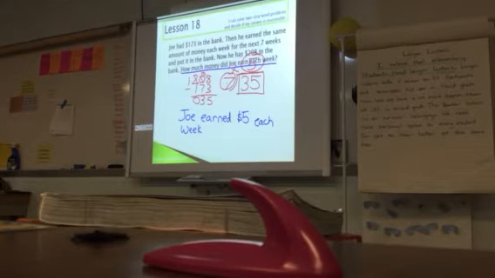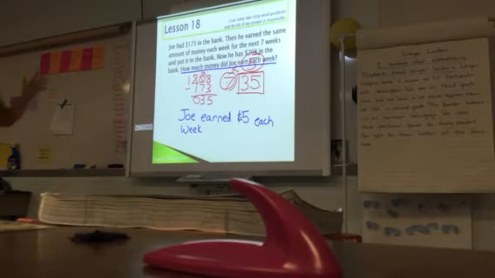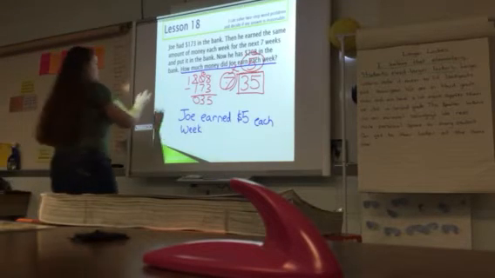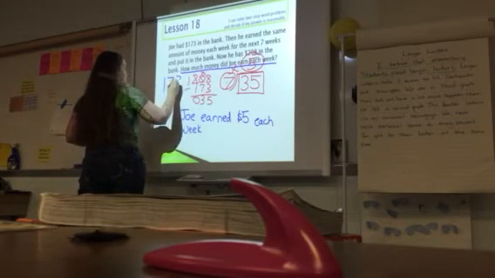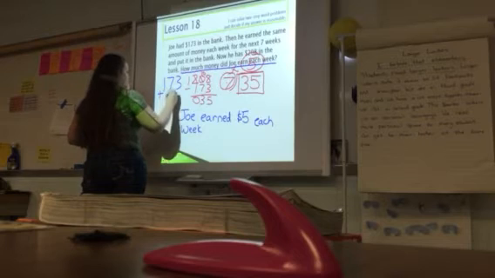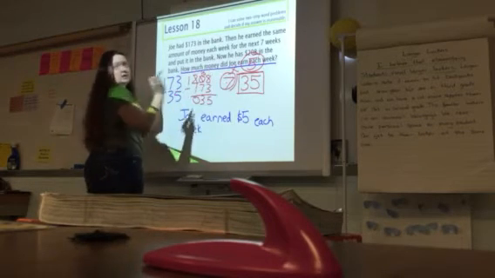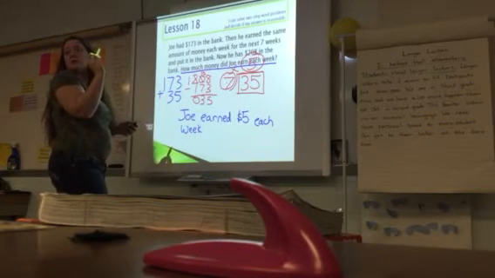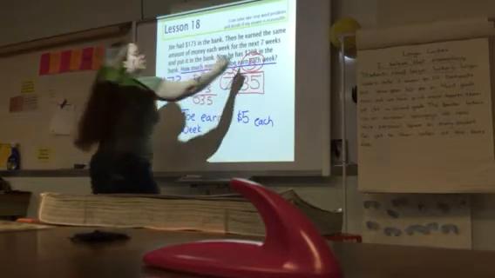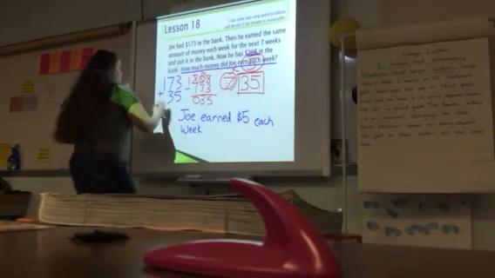Okay. So, $5 times 7 is what? Riley? 35. $35 that he earned in 7 weeks. He's going to take it to the bank and add it to his 173. So I'm going to check that quick. 173 plus 35 should equal how much? 208. 208, right? So I'm going to add them together.